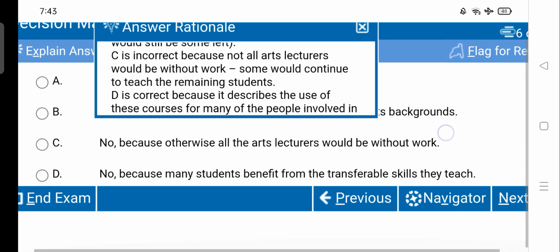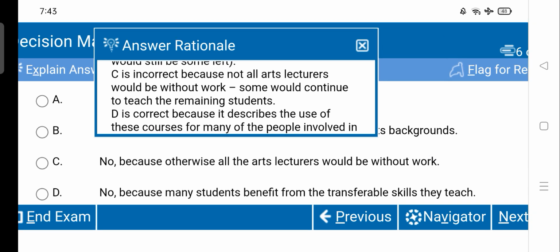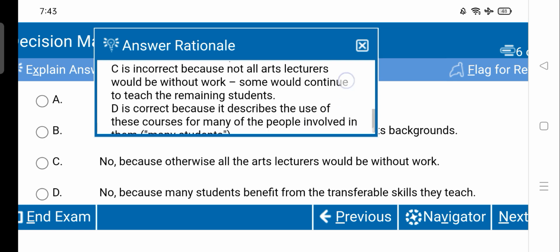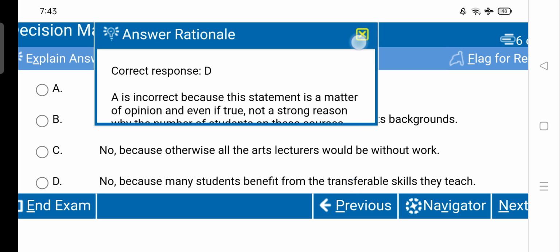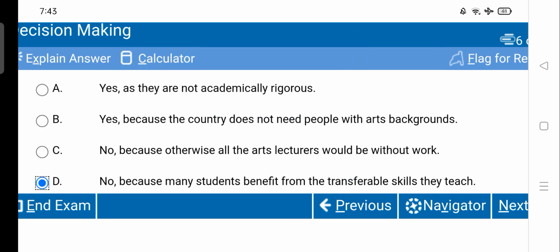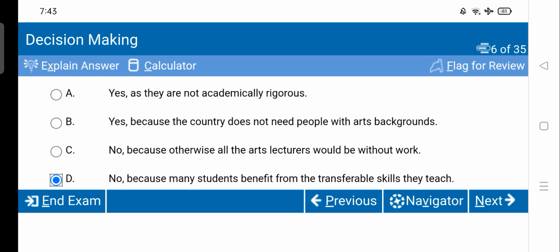D is correct because it describes the use of these courses to many of the people involved in them, that is, many students. So that's why we have option D as the correct option, which is no, because many students benefit from the transferable skills they teach.